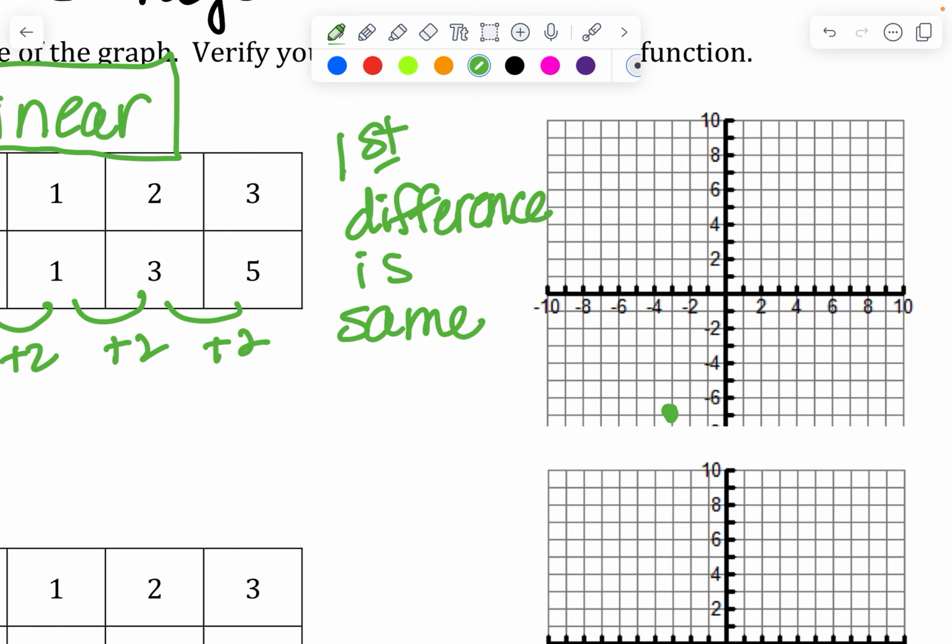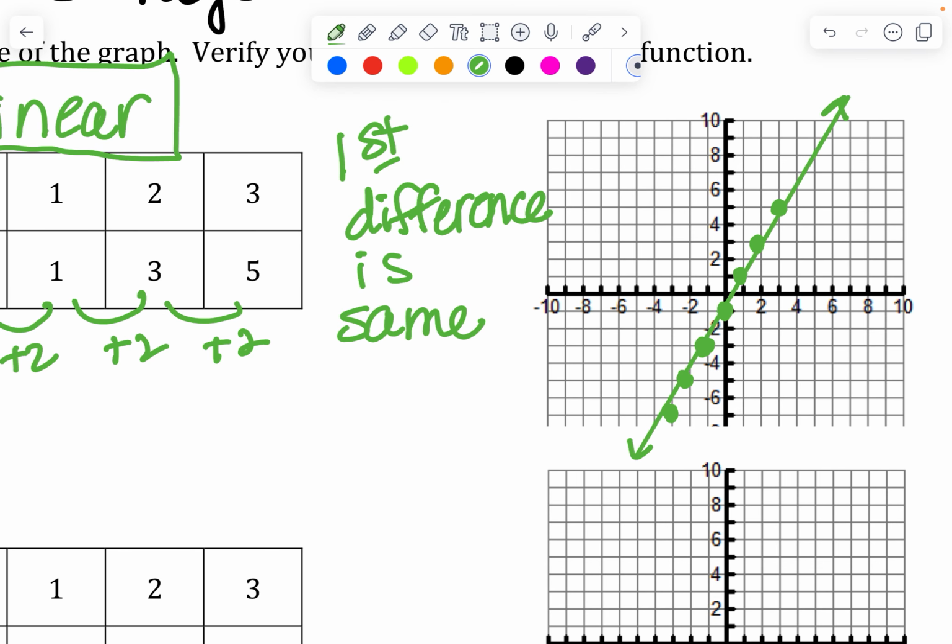So from here to here, they added 1. From here to here, they added 3. From here to here, they added 5. Okay, so now we're going to see if the next difference is the same. So if you look at that, what they did is they added 2. From here to here, they added 2. Added 2. Added 2. Added 2.